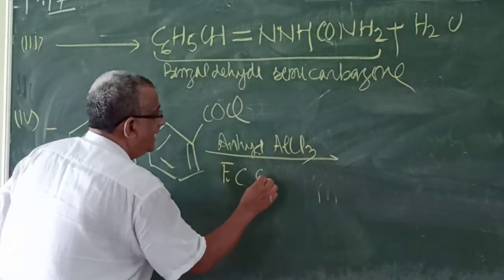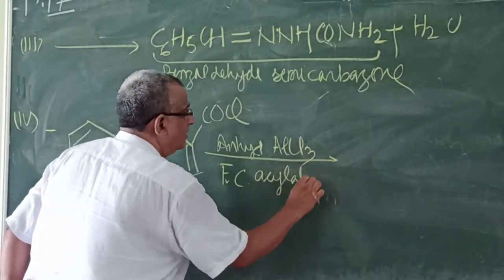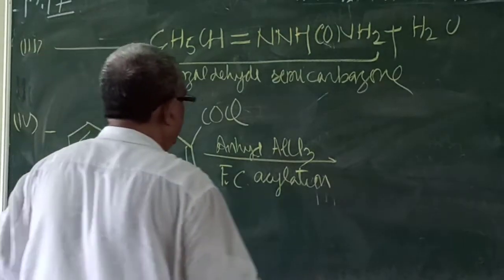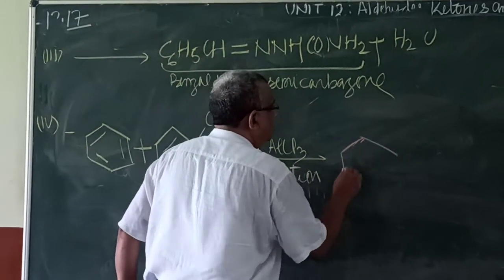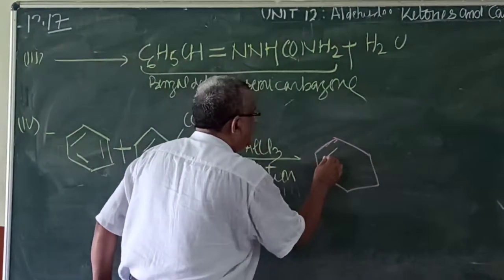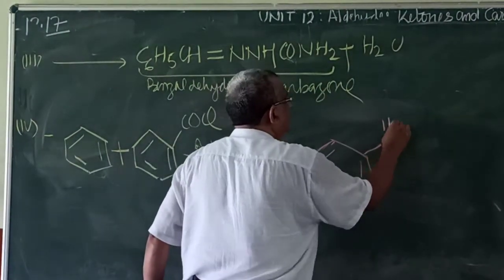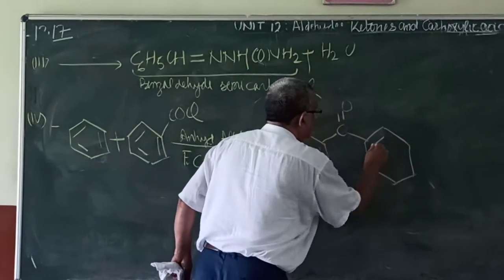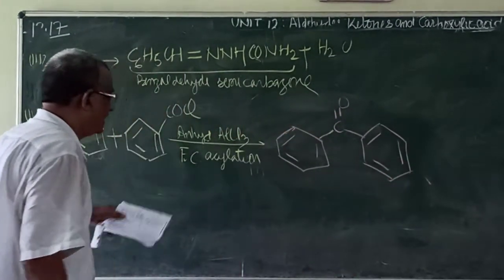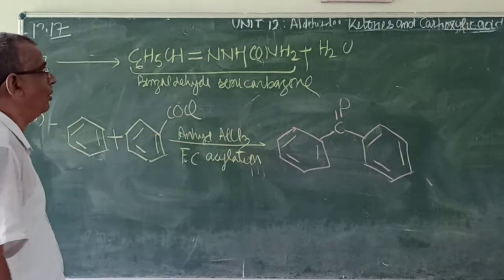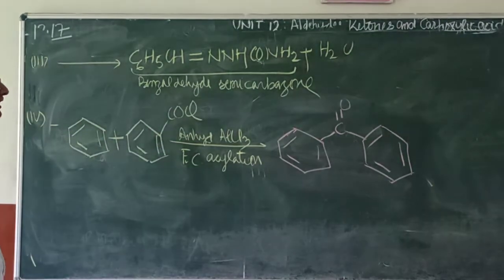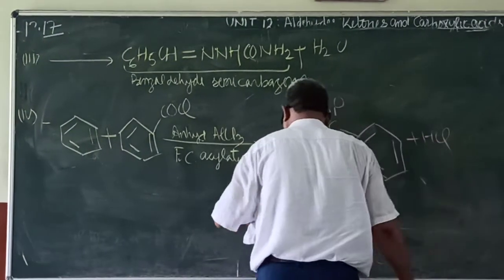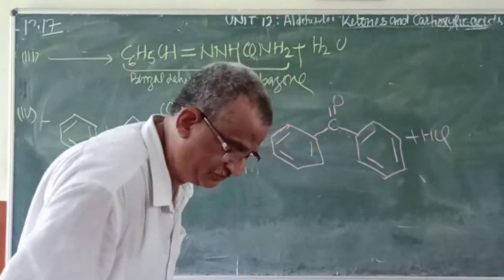Friedel-Crafts acylation, and your main product is, I am just giving you the main product. Write down very carefully. This is your main product. Its name is benzophenone or diphenyl ketone. Out goes your HCl. Now we have the fifth one.